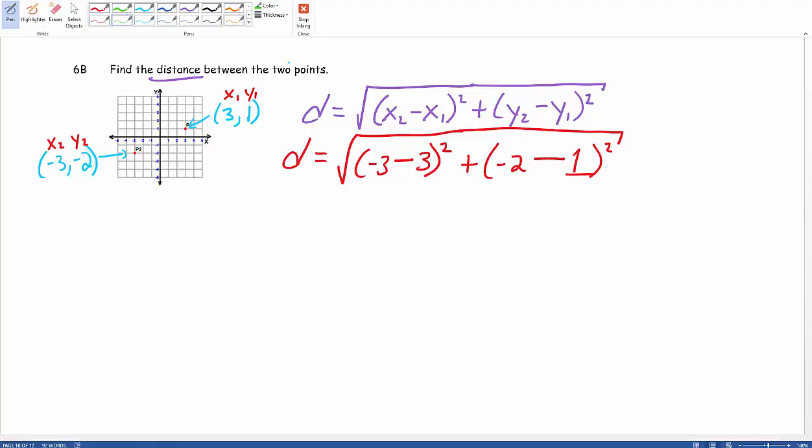Next, what we can do is simplify within these parentheses. So d is equal to the square root of -3 minus 3. So you owe 3, then you owe 3 more because it's a subtraction, so we would owe a total of 6. And that is still being squared, plus you owe 2, then you owe another 1, so you would owe a total then of 3. And that is also being squared.